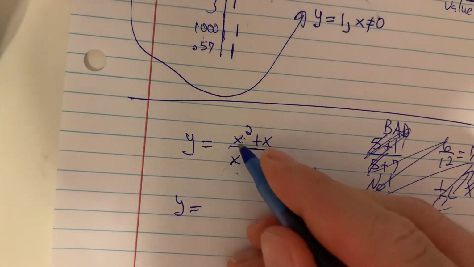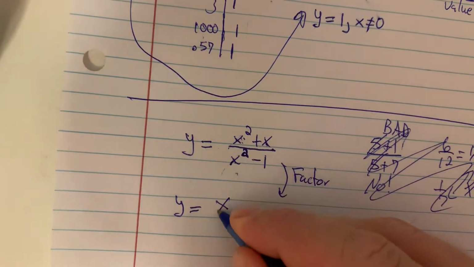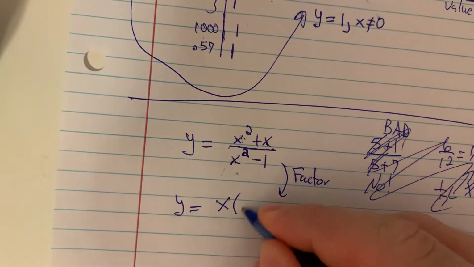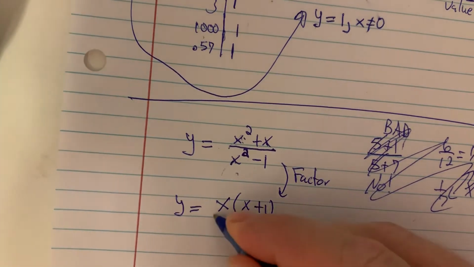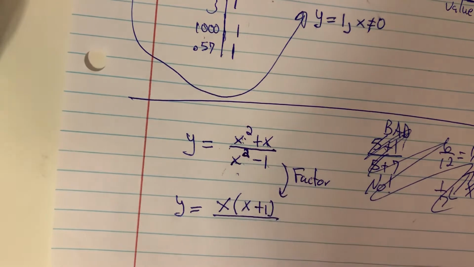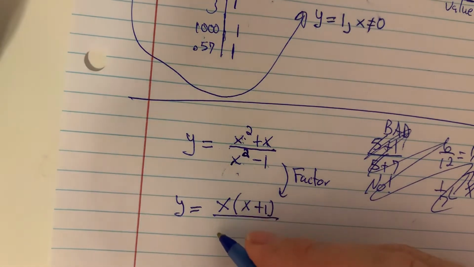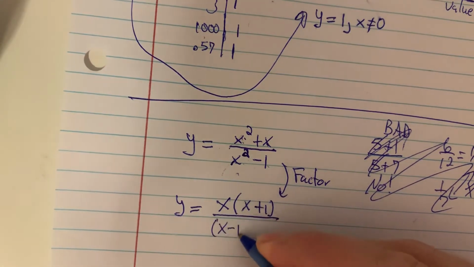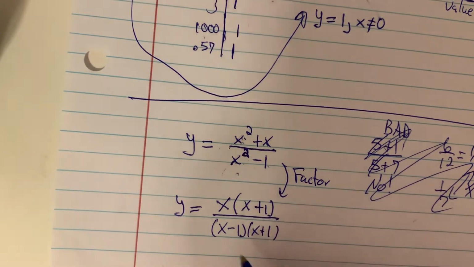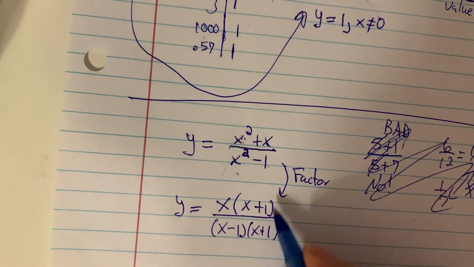Hopefully you were able to factor it. The top one has a common factor of x, so we can factor out an x times x plus 1. The bottom one is the difference of two squares. It's a special trick where it's x minus 1 times x plus 1. Negative 1 times 1 multiplies to be negative 1, and negative 1 plus 1 adds up to be 0.